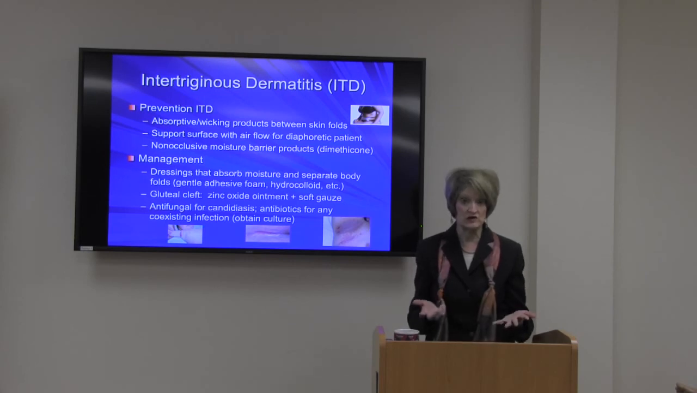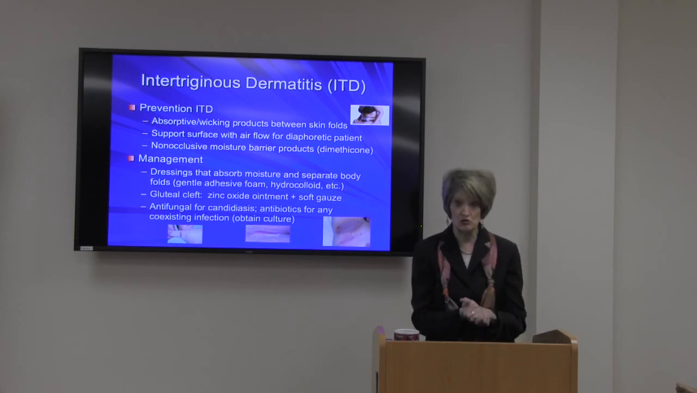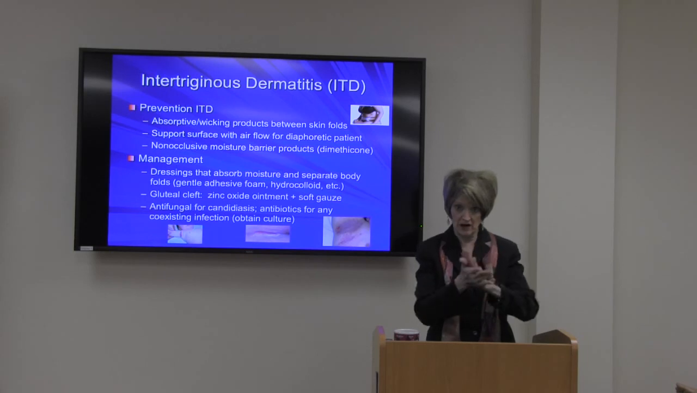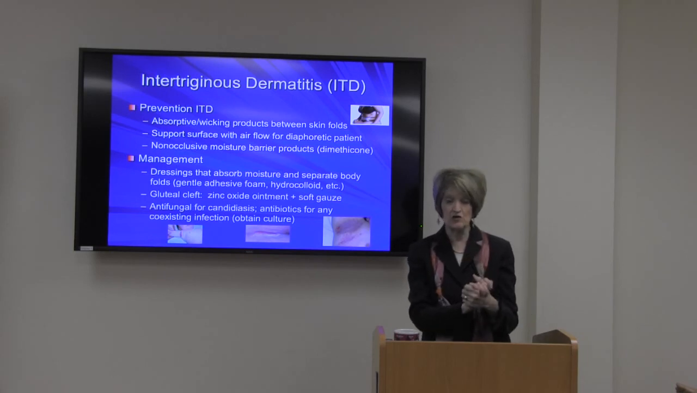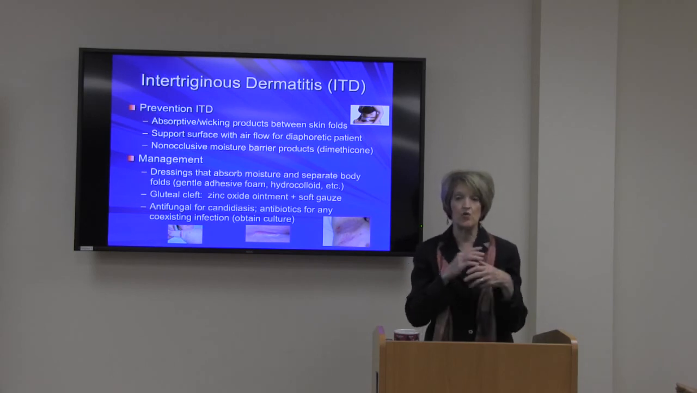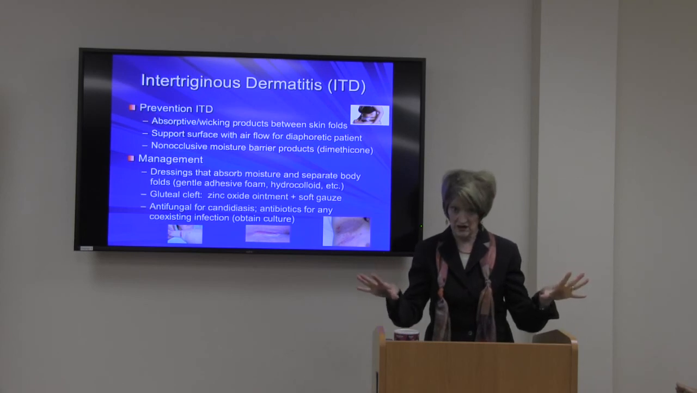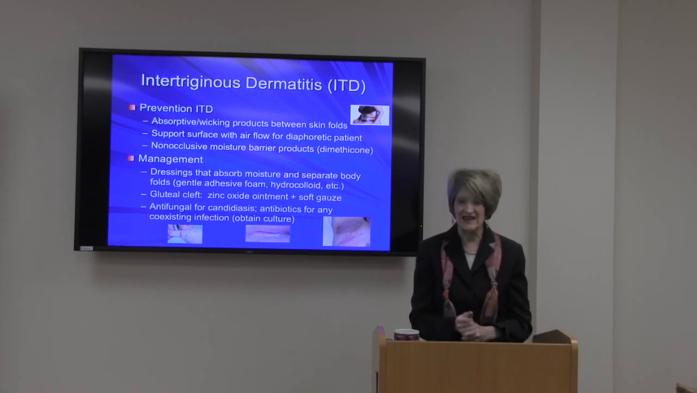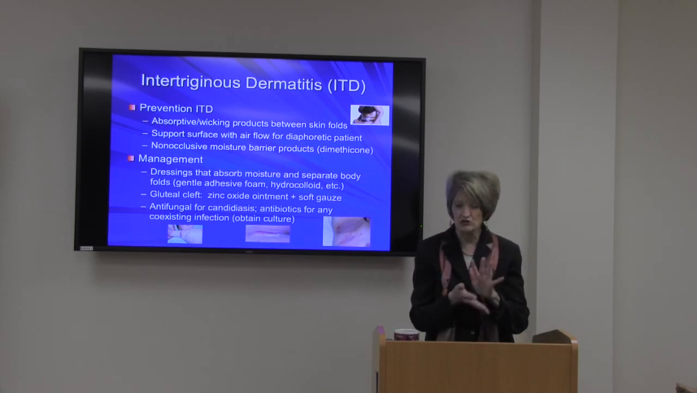Well, how are you going to do that? Go back to the two problems: moisture accumulation and friction between opposing body folds. So let's deal with moisture first. If we could whip the moisture away, then we wouldn't have overhydrated skin to begin with. And secondly, if we could separate the body folds, we wouldn't get those frictional forces.